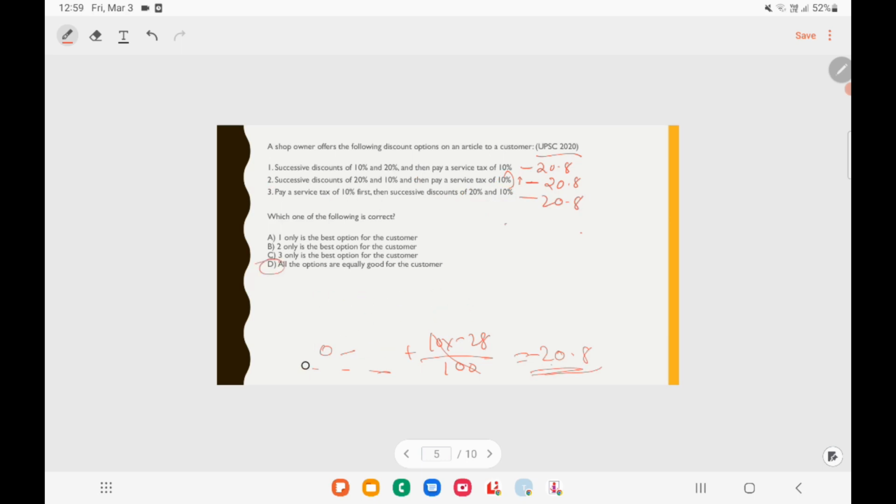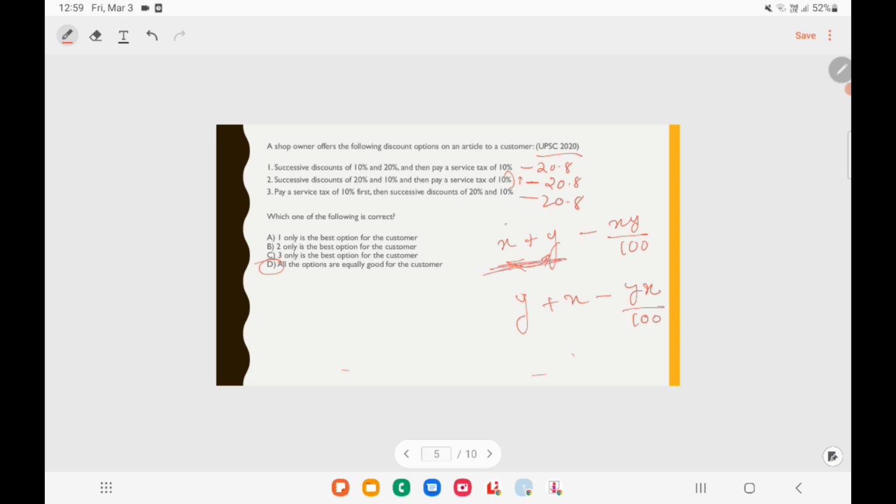Here actually you don't need to do all these things to find out that all options are equally good. Okay, because you know that the successive discount formula is x plus y minus xy by 100. If I rearrange or interchange y and x, you will get this formula as y plus x minus yx by 100. Okay, x plus y is same as y plus x and xy by 100 is same as yx by 100. That means these two formulas are the same.